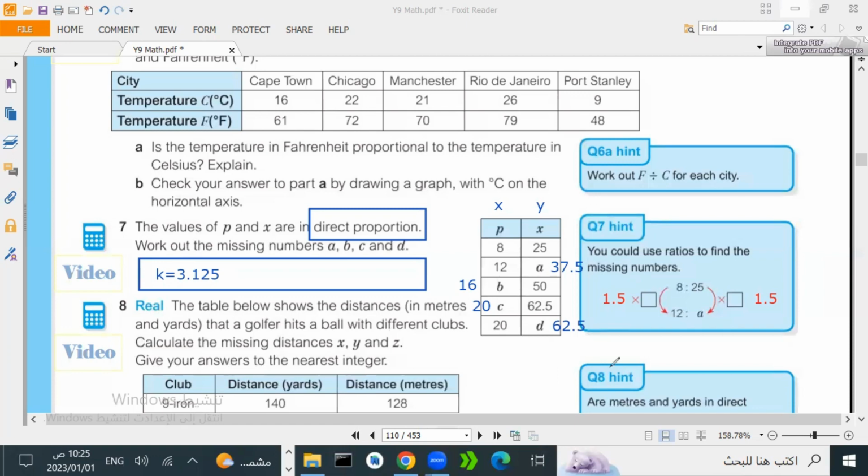And to find x, I'm going to do the opposite. I'm going to take the y and divide it by 3.125. So to find the x, I have to divide the y by the k, or the constant. So it will give me the same answers. So I can follow this rule, which is the ratios between each two numbers next to each other, or I can find the general constant of the direct proportion and use it to find the other numbers. And this is how you answer a question like this.